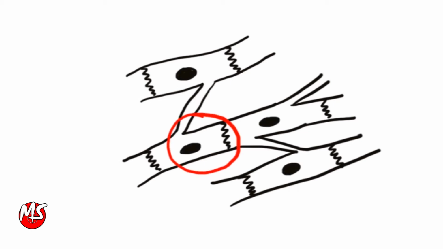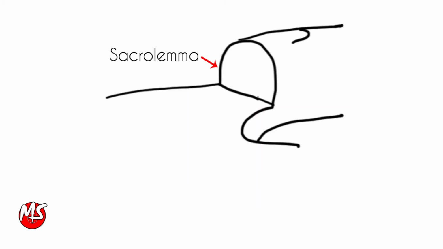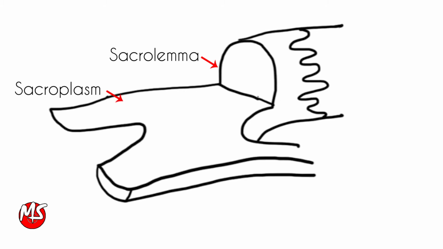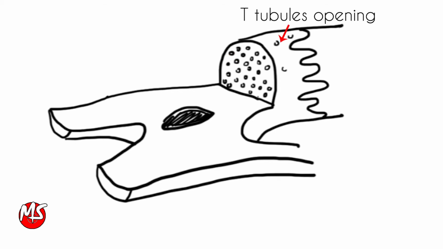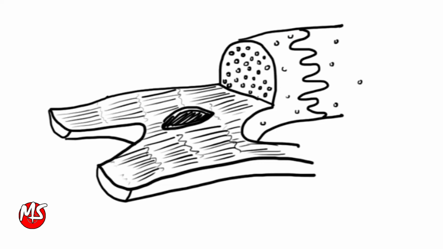Let's see the cut section of a cardiac muscle fiber. The cell membrane of muscle fiber is called sarcolemma, and the cytoplasm is called sarcoplasm, which contains nucleus, mitochondria, and sarcoplasmic reticulum. Each muscle fiber contains many myofibrils. These are openings of T-tubules, which we will discuss later in the video. These myofibrils are arranged in parallel.